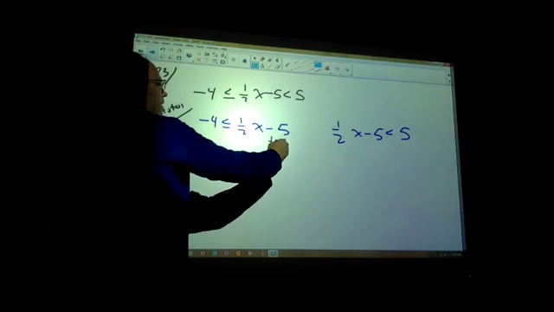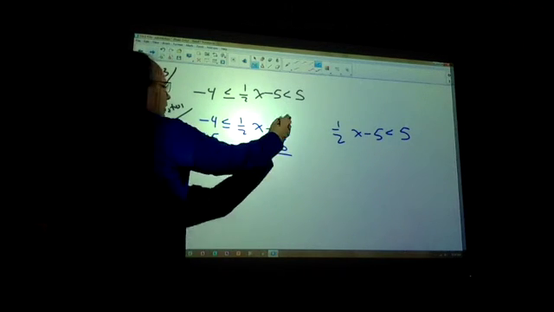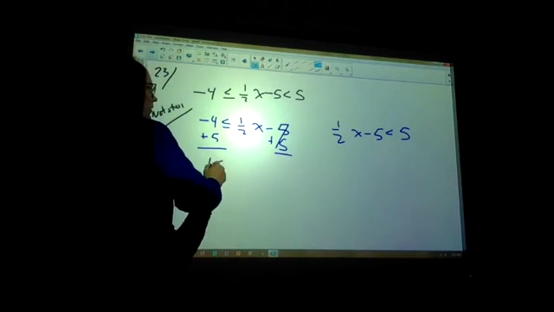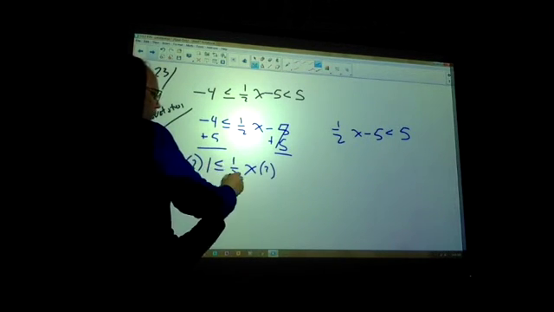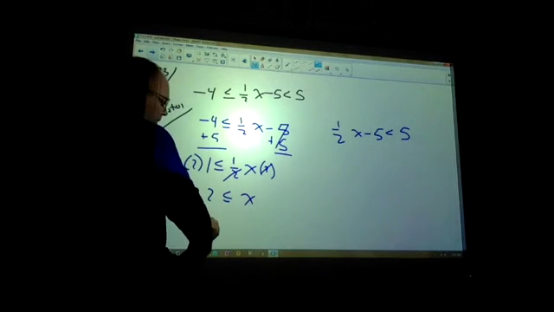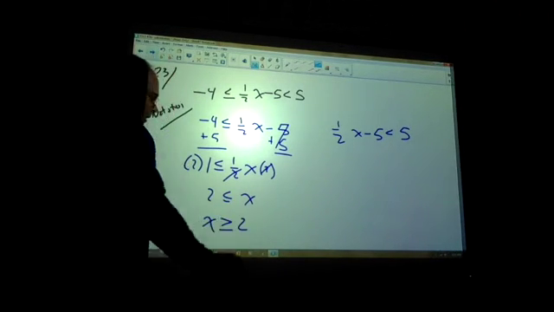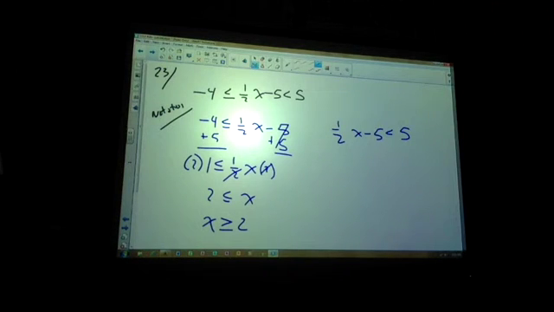Let's see. I'm going to add 5 here. That cancels. That gives me 1 is less than or equal to 1 half x. Multiply both sides times 2, or 2 over 1. That cancels. So I'm going to flip that over. Get that? That cool?